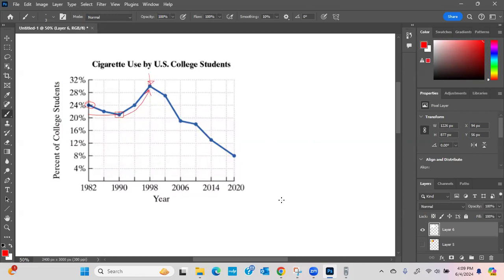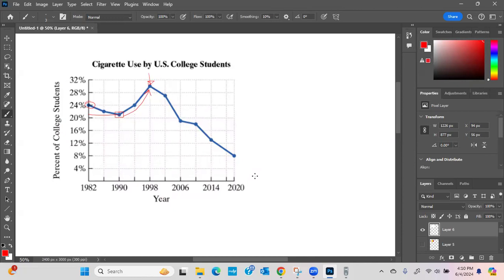And then they've dropped since then. Now, one might ask themselves, why would it go up? What happened between 1990 and 1998 that would cause an increase in cigarette use among college students? And that would be up for debate, as are all why answers in the social sciences, but we can come up with lots of reasons.